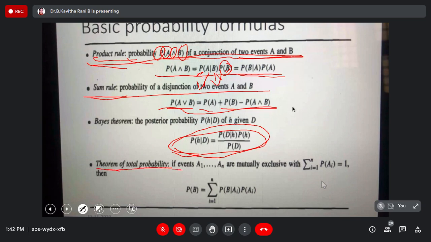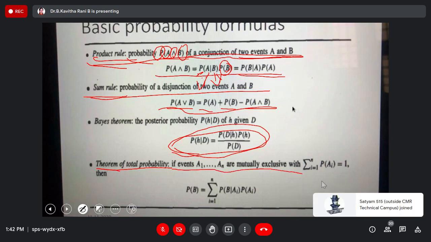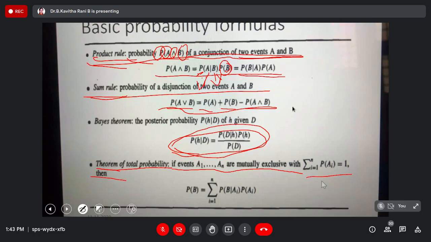Next is the theorem of total probability. If events A1 to An are mutually exclusive, with the sum over i equal to 1 to n of probability of Ai equal to 1, then this is the formula which we will be using. So this is the theorem of total probability. These are some of the probability formulas which we will be using.